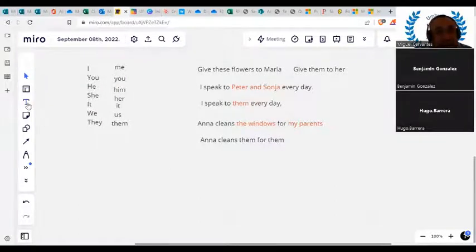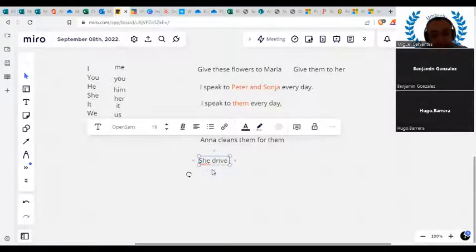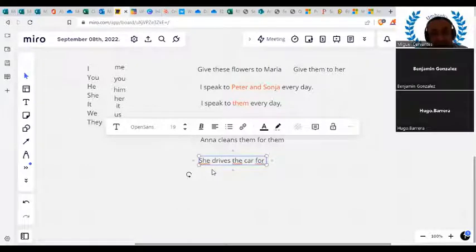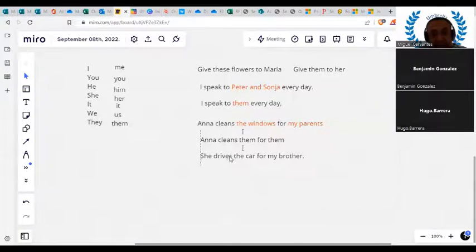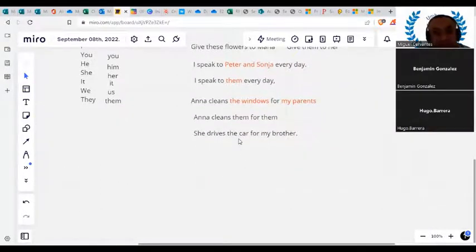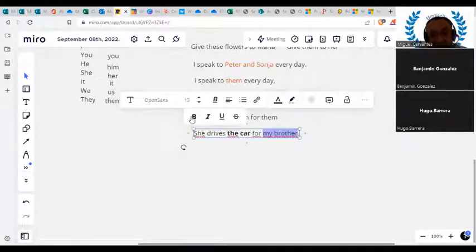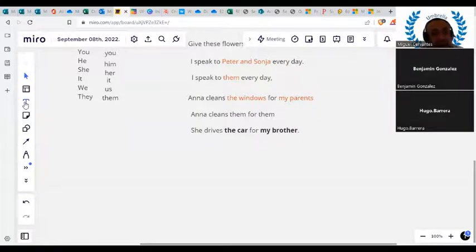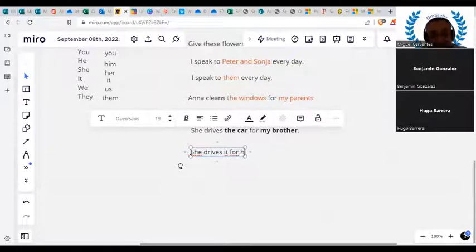Okay. What about another, for example? Look at this one, okay? She drives the car for my brother. What about Hugo? How do you change this one, Hugo, using object pronouns? Please change the car, and change my brother. Okay. She drives it for him. Exactly. She drives it for him.